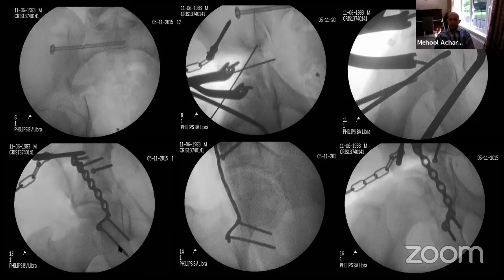And then my isolated screw into that notch fragment, and then a column plate with only two screws either side, two screws proximally and two screws distally. And those are my Judet views showing the reduction.